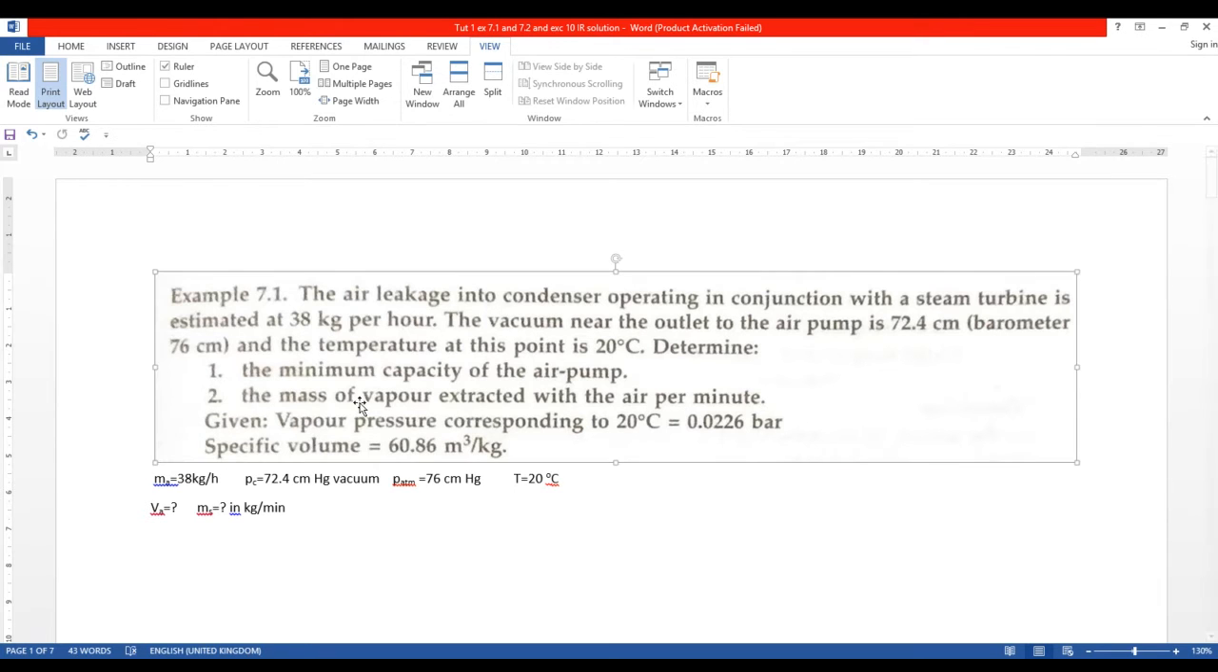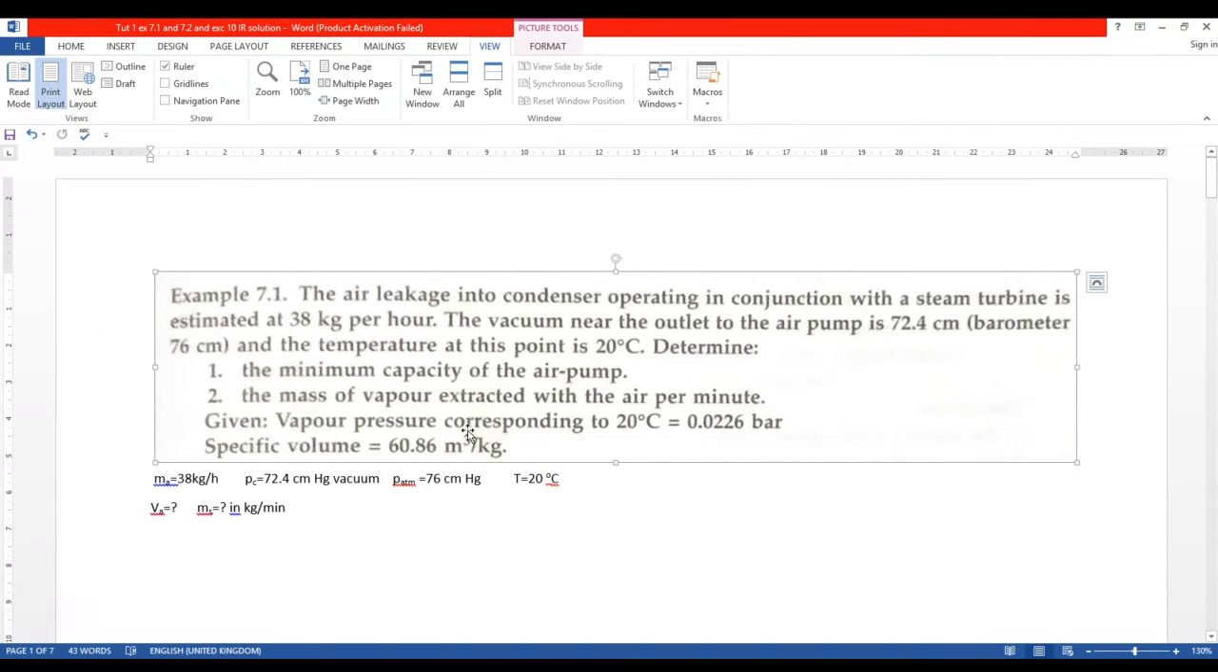And the second question is the mass of vapor extracted with the air per minute. It means we need to find the mass flow rate of steam per minute, which is kilogram per minute, which is leaving with air. So the steam leaving with air through the pump from the condenser to the outside. So M dot S is required to find in kilogram per minute as per the question.